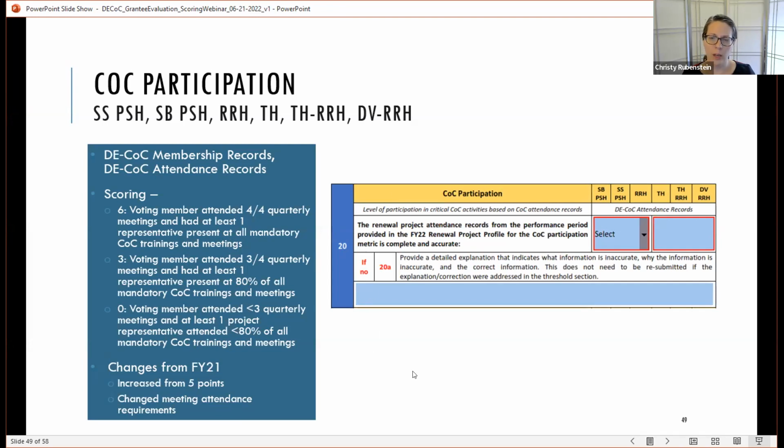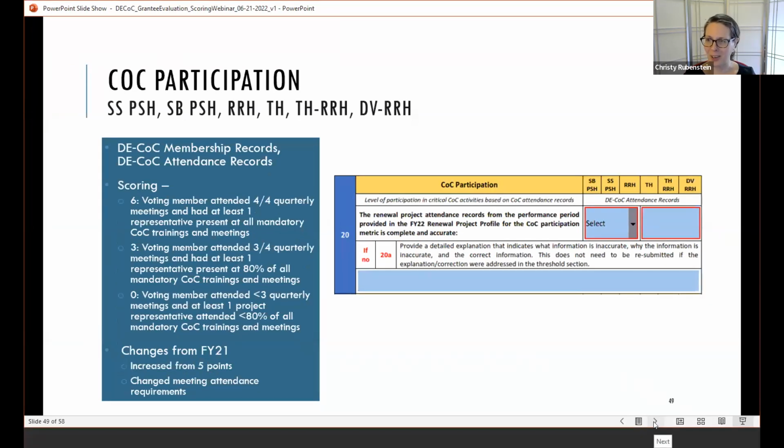So that will be in the project profile. If you disagree, you're free to write in the box what you attended that maybe wasn't captured. You can kind of challenge the attendance records, and that will be reviewed.